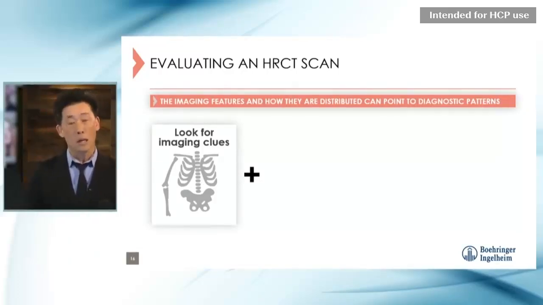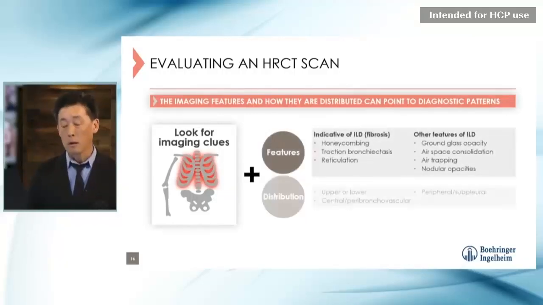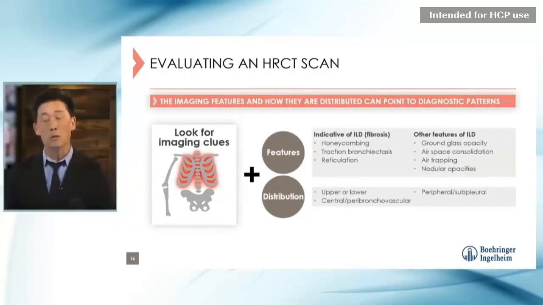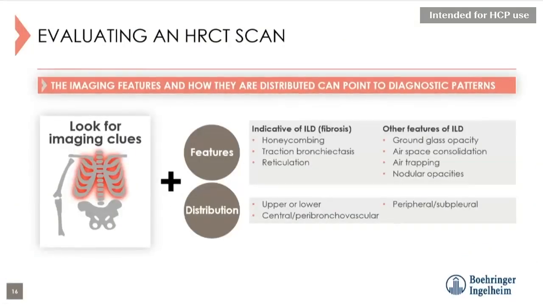In addition to the imaging clues, we want to look at the radiographic features that are indicative for fibrosis, specifically honeycombing, traction bronchiectasis and bronchiolectasis, and reticulation, as well as those findings that accompany interstitial lung diseases, specifically ground glass opacity, airspace consolidation, air trapping, and nodules. With regards to each of these radiographic features, we want to note what their distribution is within the lung.